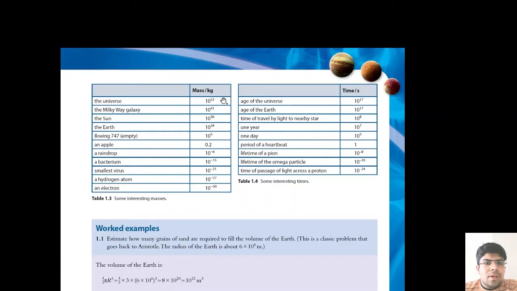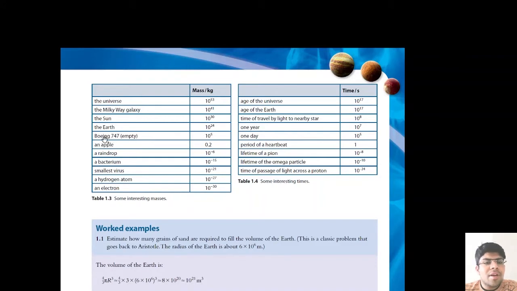The universe has a mass of 10 raised to power 53 kilograms. The Milky Way galaxy has a mass of 10 raised to power 41 kilograms. The sun has a mass of 10 raised to power 30 kilograms, and the earth has a mass of 10 raised to power 24 kilograms. And the Boeing 747, do you guys know what this Boeing 747 is?